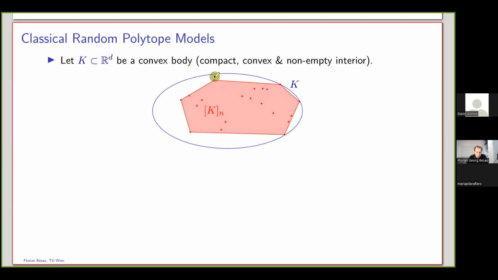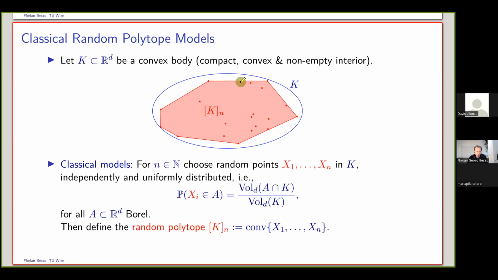The idea is to draw random points from K, uniformly for now. So we want to draw points with respect to the normalized Lebesgue measure on K, uniformly and independently. For a fixed number of points n, we have an array of random points, and then we take the convex hull, and this will be our polytope. To be more precise, x1 to xn will be these independent and uniformly distributed points, distributed with respect to the normalized Lebesgue volume measure on K, and taking the convex hull gives us the random polytope.